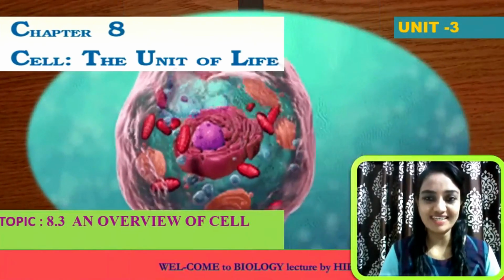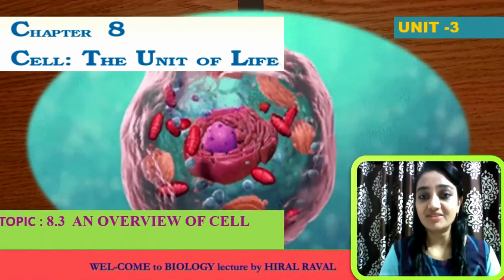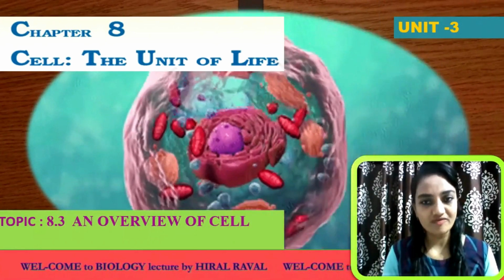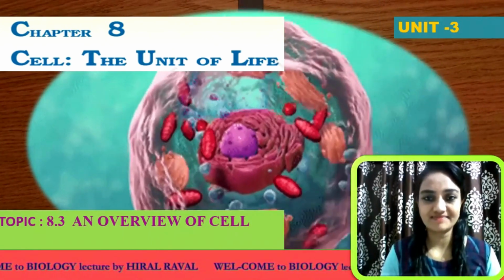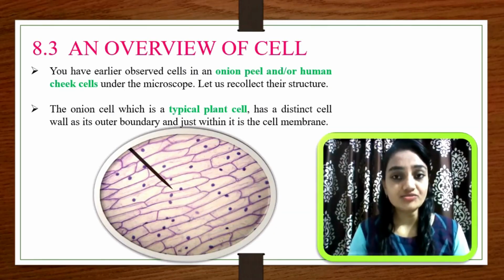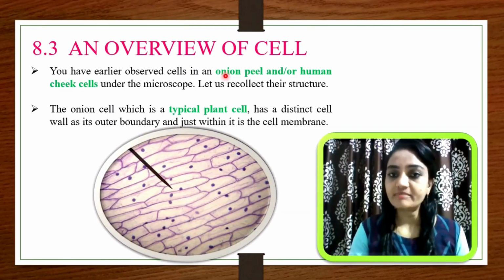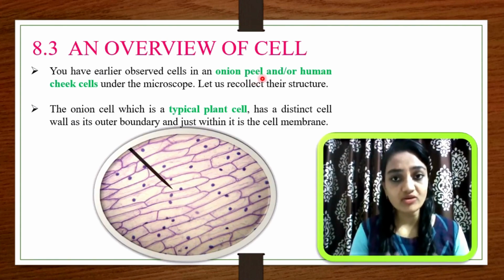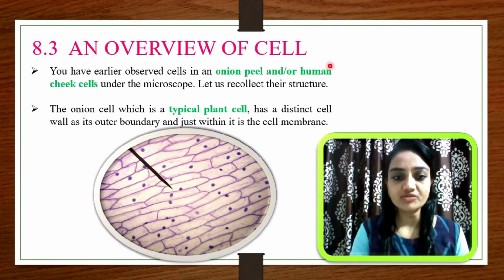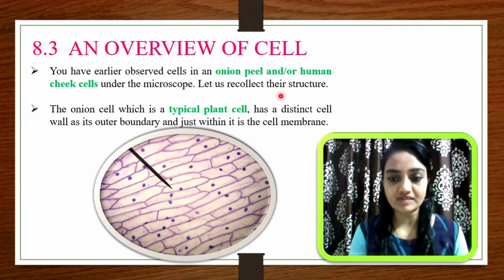Hello students, today we are going to learn a new topic, and that is an overview of a cell. In early standards, you may have observed onion peel cells under the microscope and also human cheek cells under the microscope. Let us recollect their structures today.